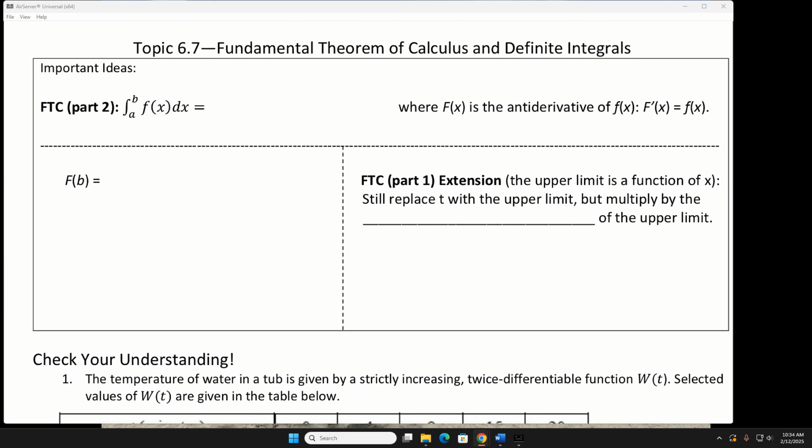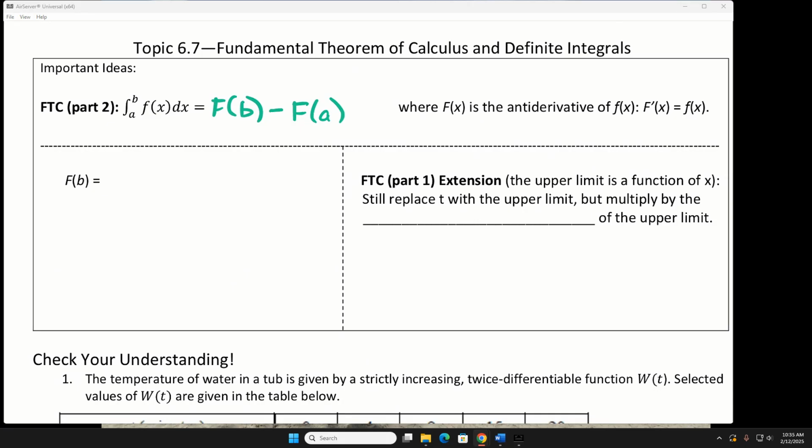And so what you're going to do on this one is actually find the antiderivative, like we did yesterday. So this is saying that capital F of x is the antiderivative of that. And what you do with the antiderivative is you plug in the upper limit, and then you subtract the antiderivative where you plug in the lower limit. And that gives you the value of the integral.